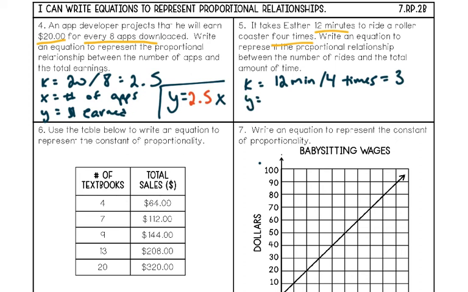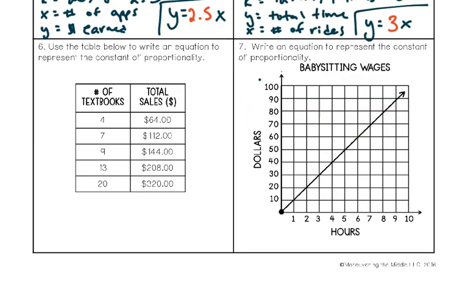Usually minutes or time is our x-axis, but in this case, we're putting in a number of rides to get our amount of time. So on this one, y is actually going to be the total amount of time. Since it says total, that's our hint. So y is usually going to be our total. This one, it's the total amount of time, which means that x is the number of rides. So we write our equation, y equals, it's always going to be y equals the unit rate of 3 times the x.